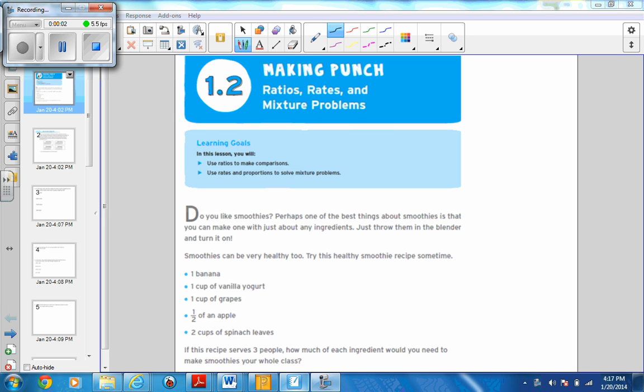In this lesson, you're going to do 1.2. It's called Making Punch. We're going to do ratios and rates and working with mixture problems. Your learning goals in this lesson: you're going to use rates to make some comparisons, and you're going to use rates and proportions to actually solve mixture problems. Please read the intro with me as I read along.